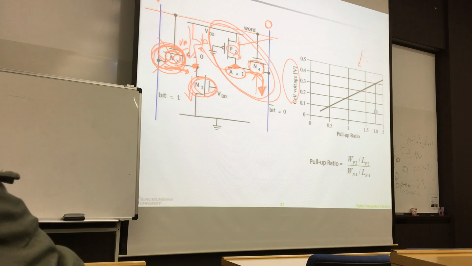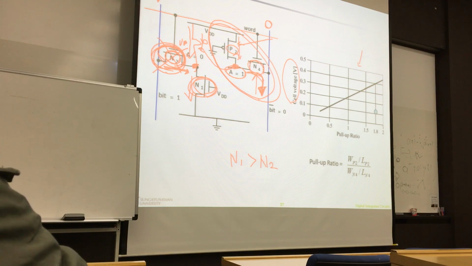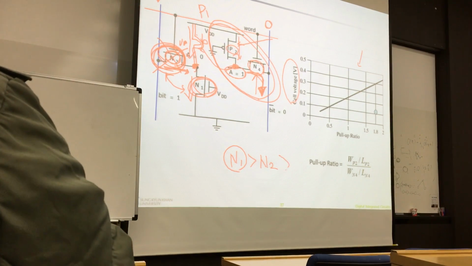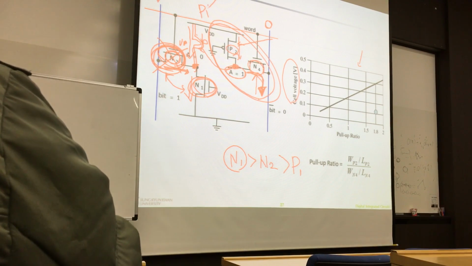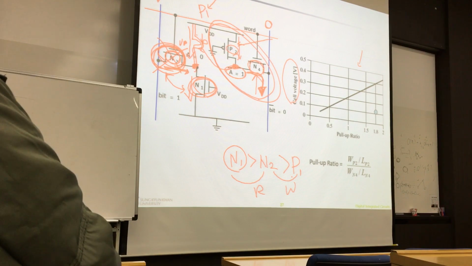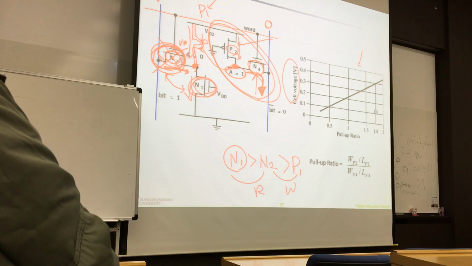But on the read case, what we want is to make sure N1 is stronger than N2. So between these two, we have to make sure this is stronger. But on the write case, let's say this is P1 on this side. On the write case, what we have to make sure is N2 is stronger than P1 here, right? So this is for read, this is for write. So for SRAM, you have to size it this way, so that read and write operations can safely operate.